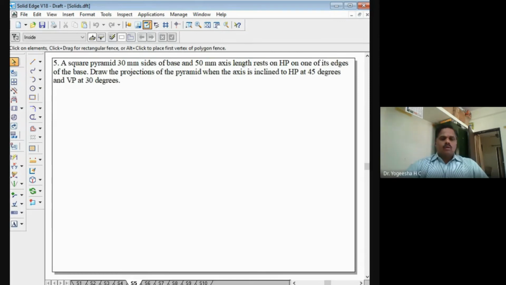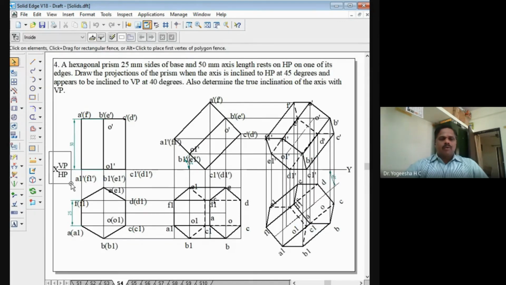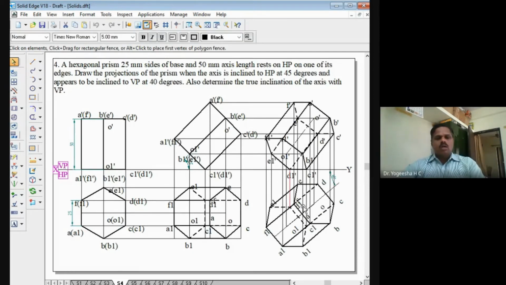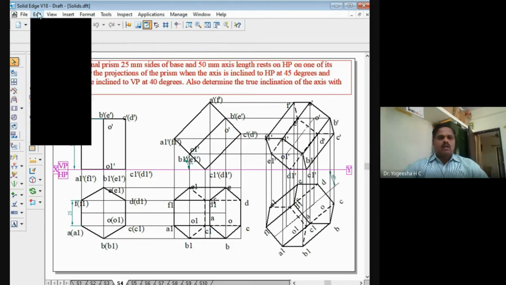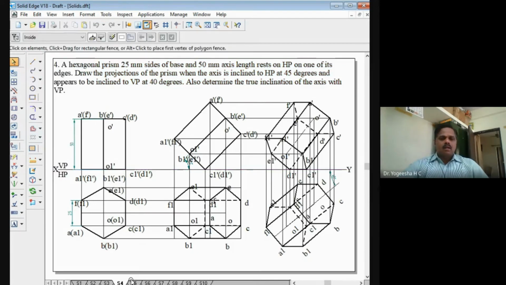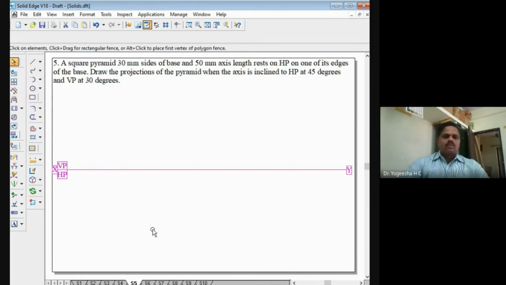So what I will do is copy the XY line from the previous problem. I'll hold the control key and select this XY line. Edit, then copy. I will paste here. XY line has been drawn. Now I have to go for drawing the square pyramid problem.